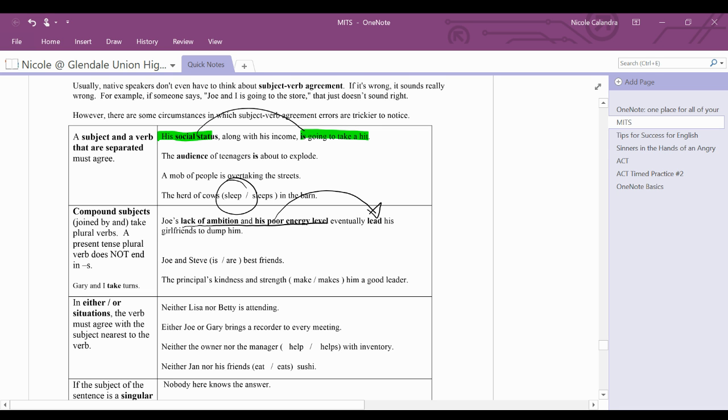Joe and Steve are best friends. The principal's kindness and strength make him a good leader. Okay, we wouldn't say makes.